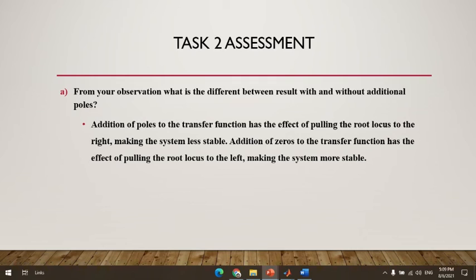So if we look at the assessment, first question is, from your observation, what is the difference between result with and without additional pole? So what I get from this lab is addition of poles to the transfer function has the effect of pulling the root locus to the right, making the system less stable. And if we add the zeros to the transfer function, it has the effect of pulling the root locus to the left and making the system more stable.